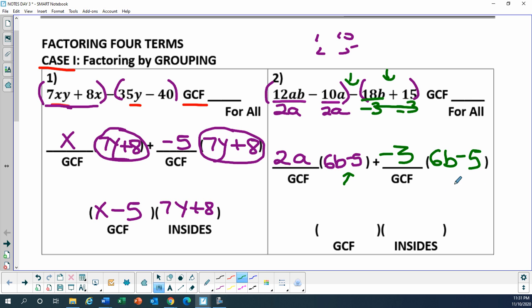So as you can see, the inside numbers are the same. 6B minus 5, 6B minus 5. So that goes in here. And then I will put the outside number, 2A minus 3, right? The negative 3 is the GCF, okay? So if you struggle with factoring by grouping, this is the video you guys are going to be looking at.